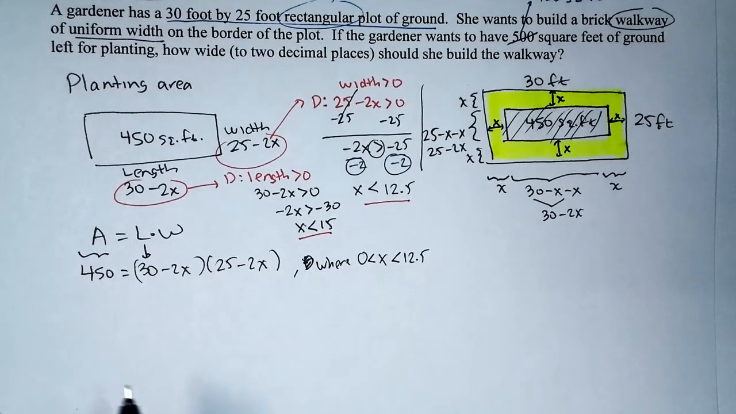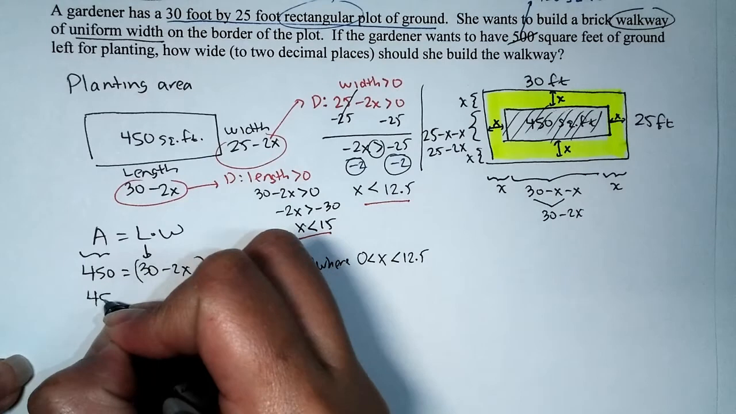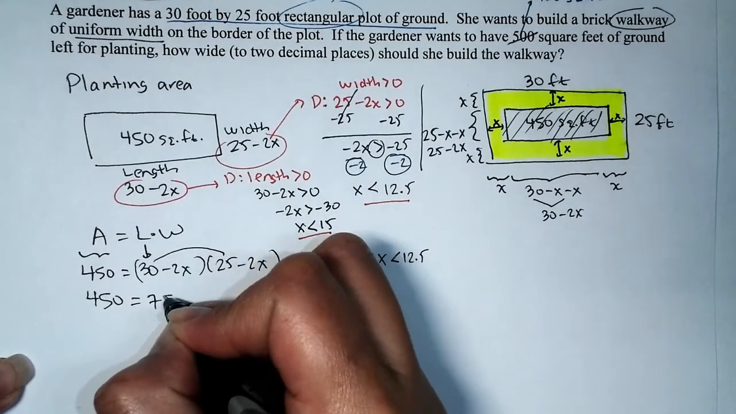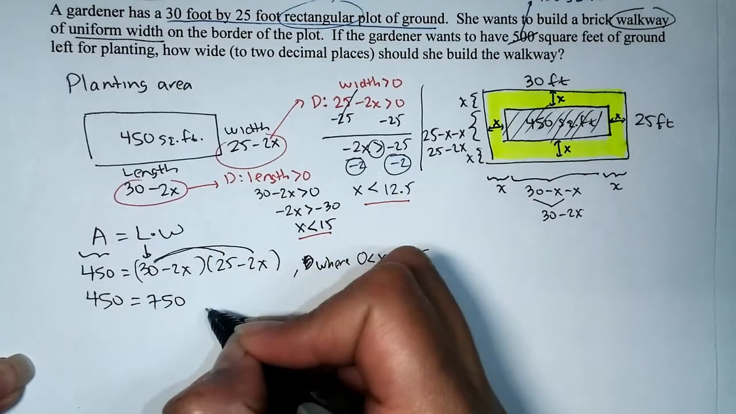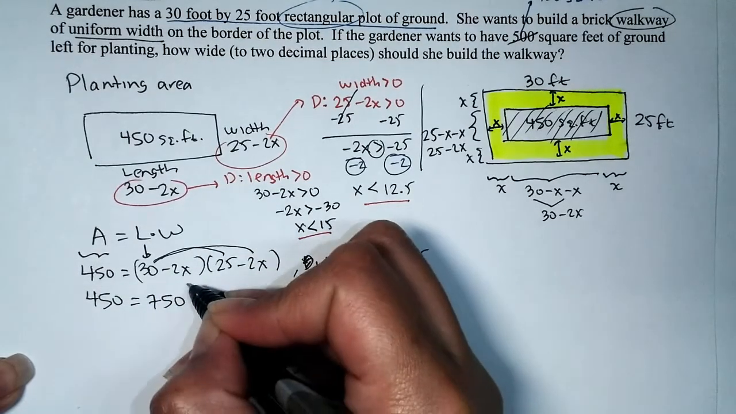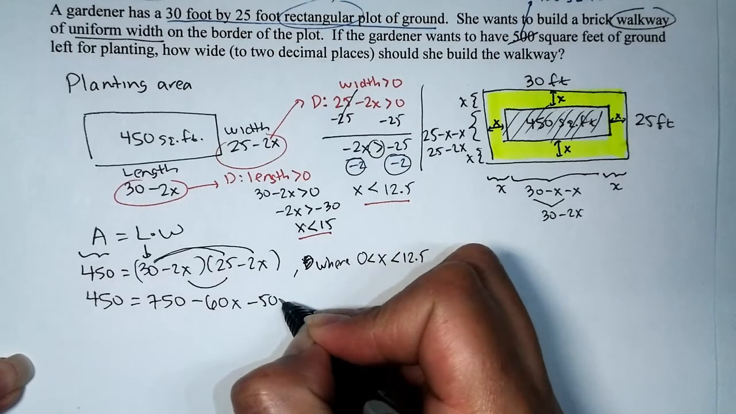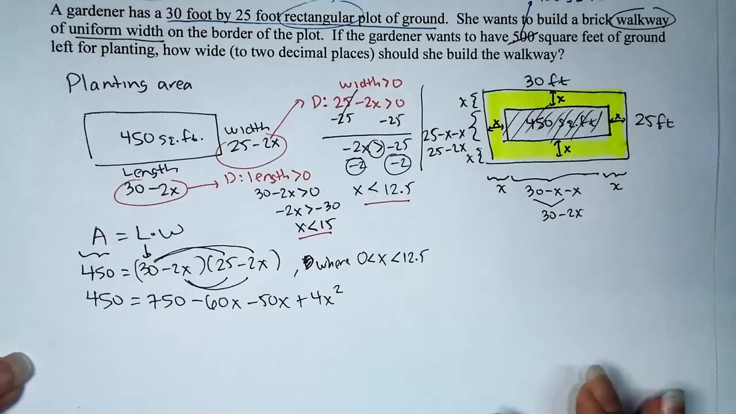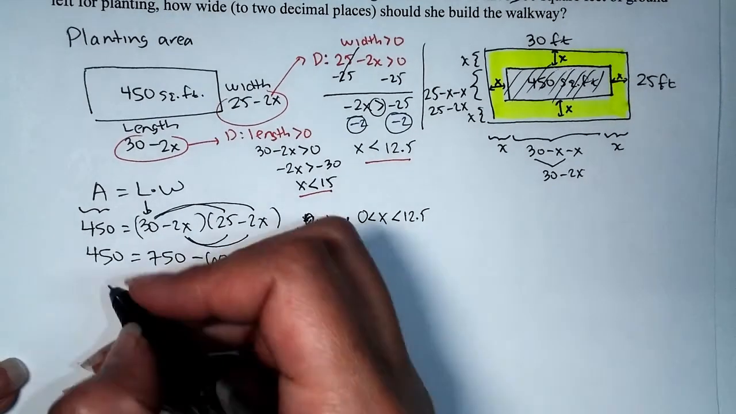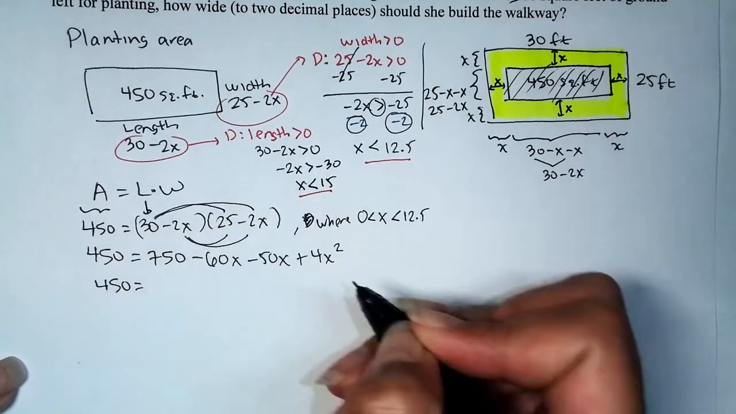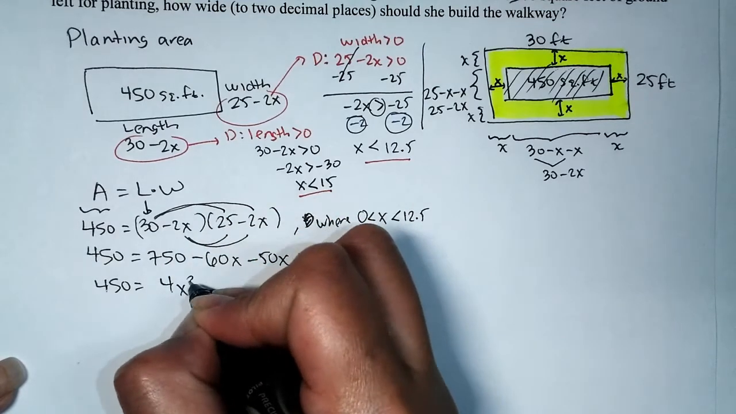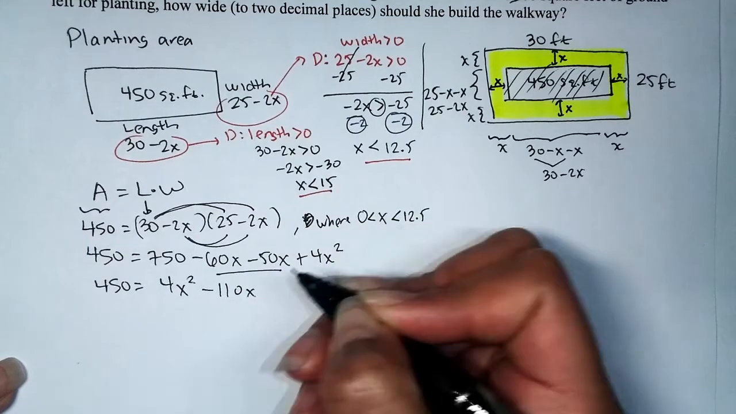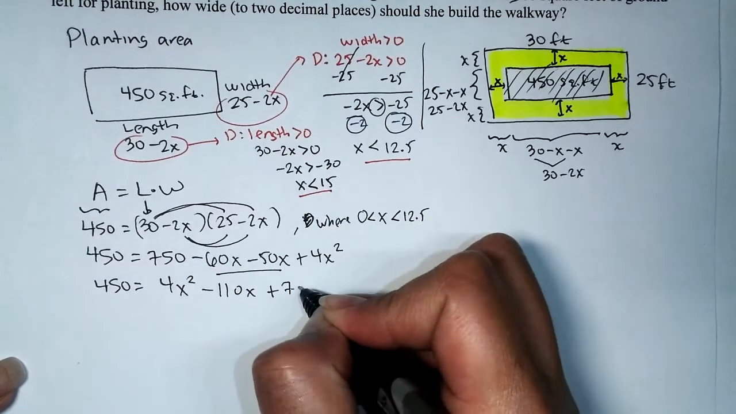On the right side, let's FOIL it out. Product of the first terms will give us 750. Product of the outer terms will give us negative 60x. Product of the inner terms will give us negative 50x. And product of the last terms will give us 4x squared. Fantastic. Let's clean up the right side. We have one squared term, so we have 4x squared. The sum of the middle terms will give us negative 110x. The constant term is just 750.